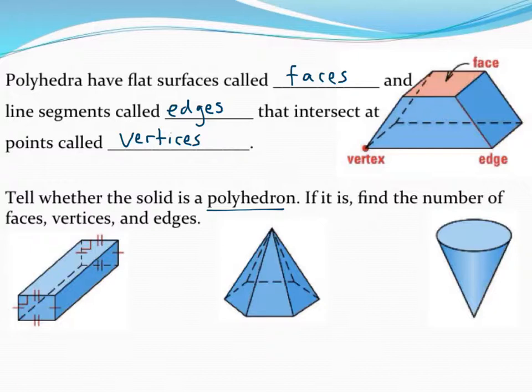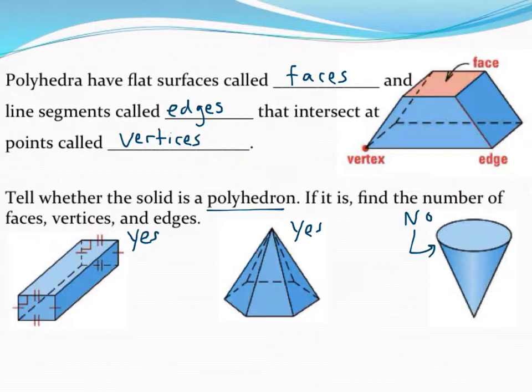So looking at these three pictures of solids, I can see that the first two are going to be polyhedra. They have no curved edges to them. However, that third shape is not going to be. That cone is not going to be a polyhedron because it's got that rounded part to it. So we have our first two examples that are polyhedron.